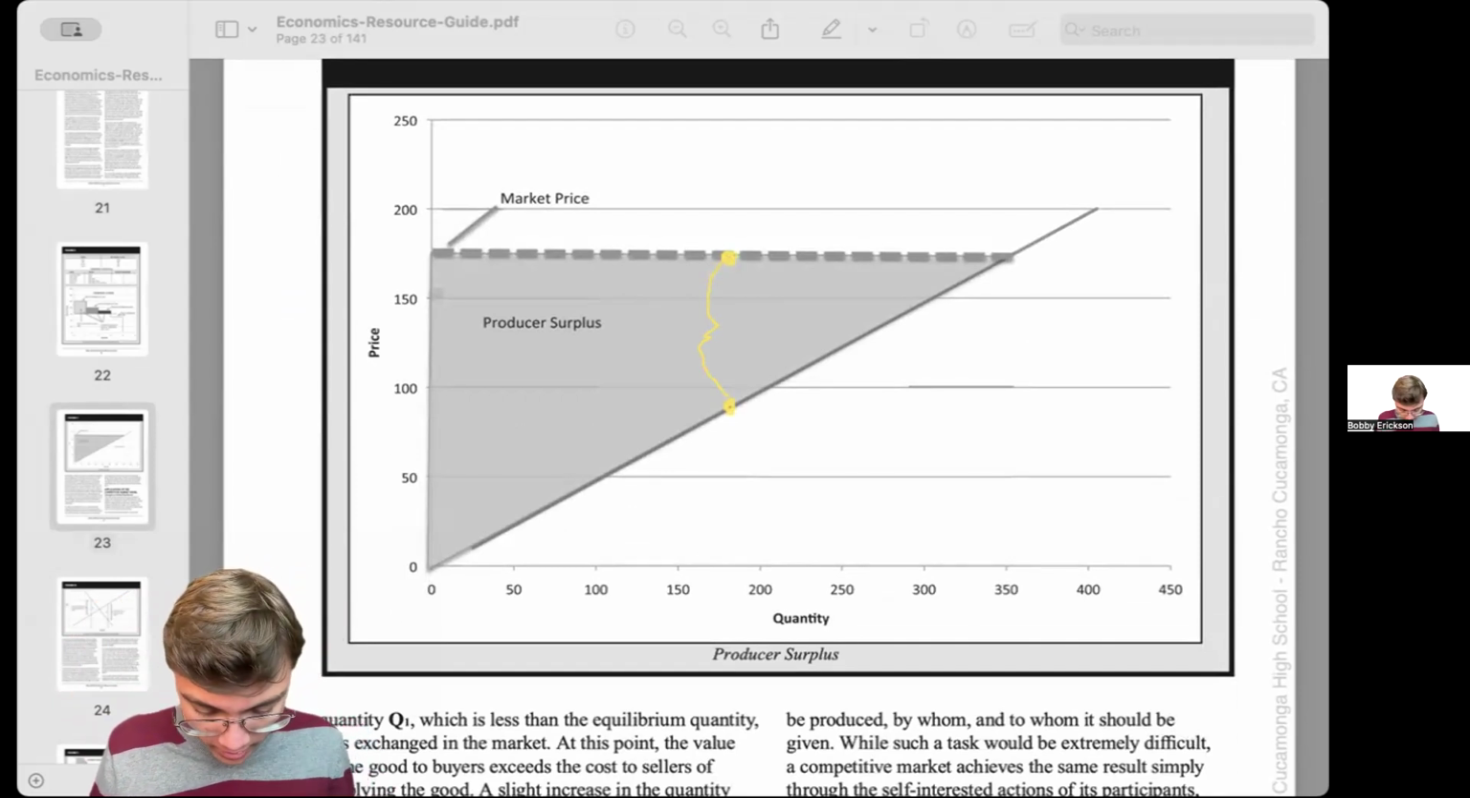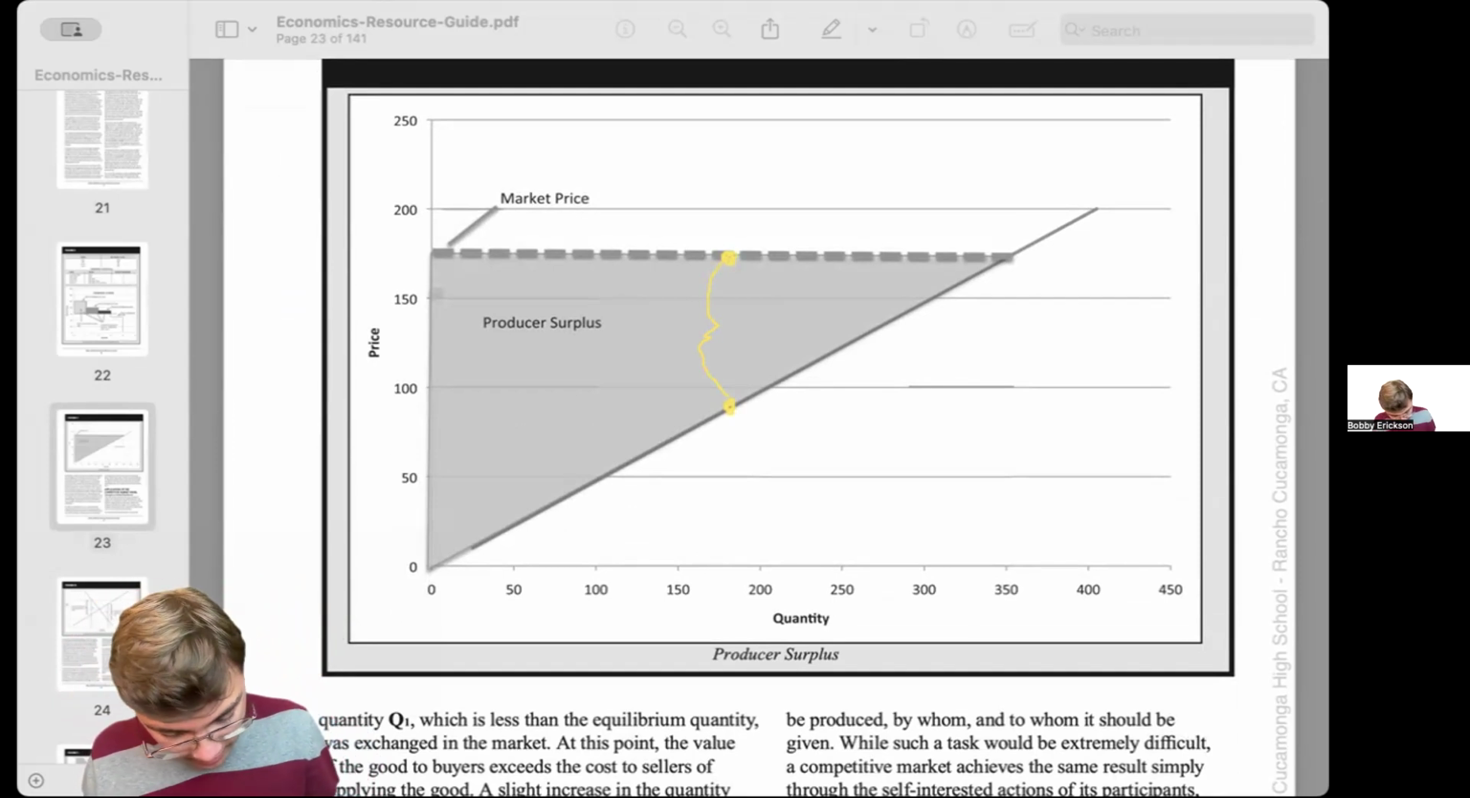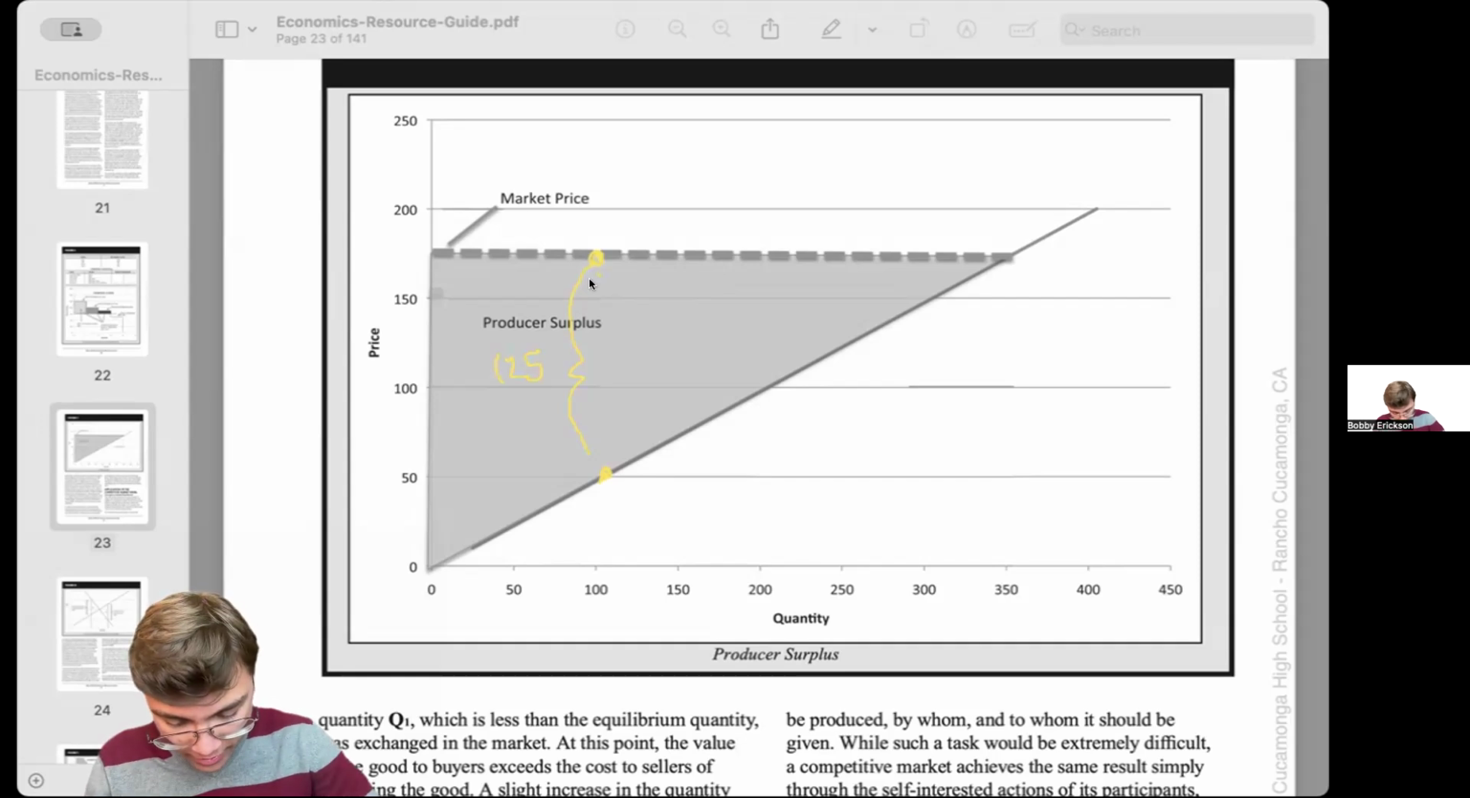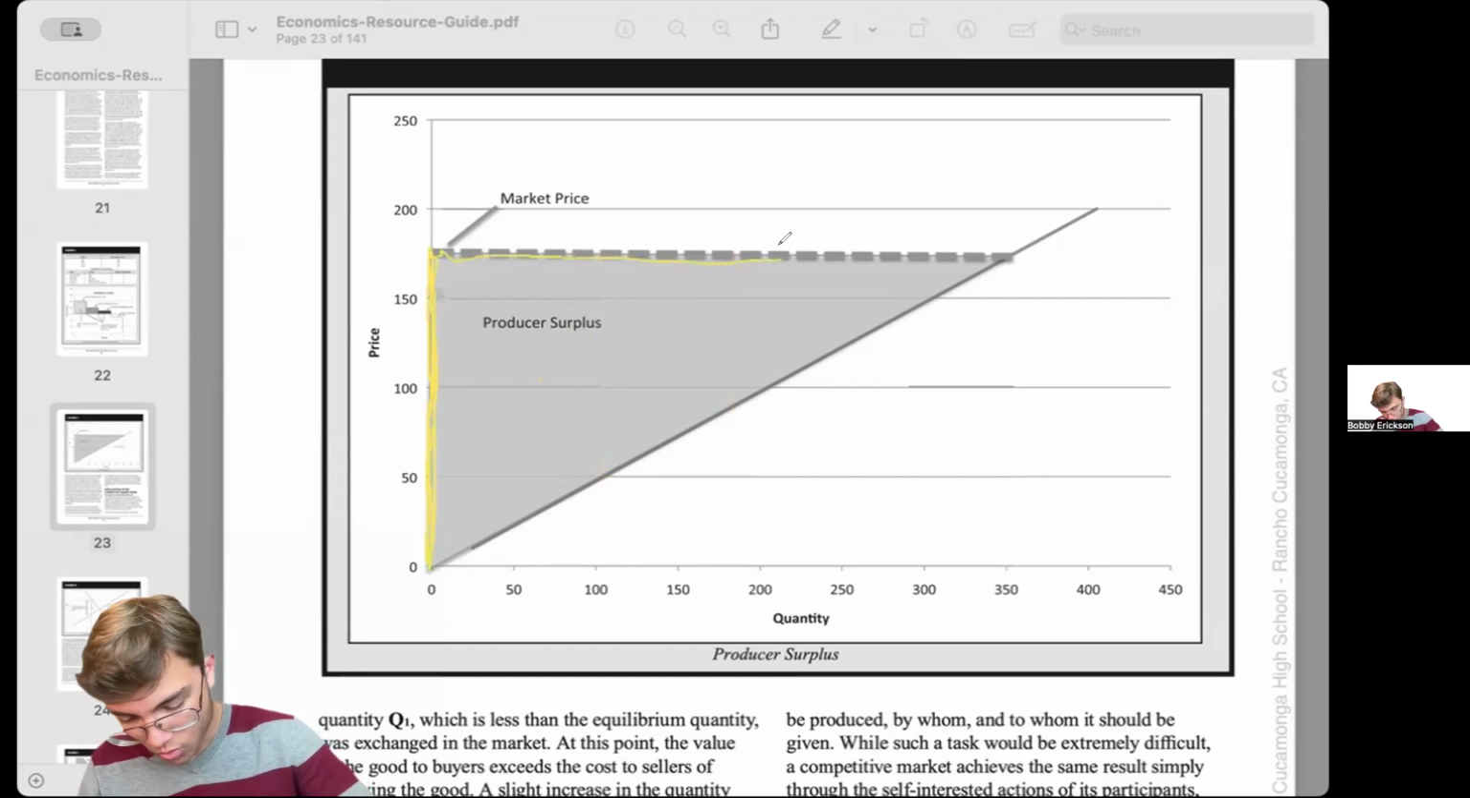And so we can see here, let's say I'd like to do an easier one. So 50 and 175. We see the difference here is 125. And we can see here that for this marginal seller, there are $125 in benefits for this supplier. But let's say we want to take a look at the total producer surplus. We know here that it's the area of this under triangle now.